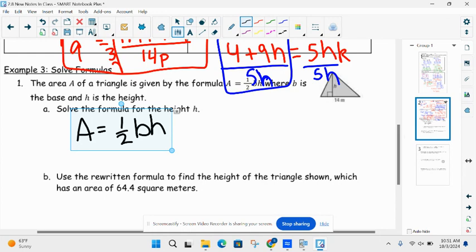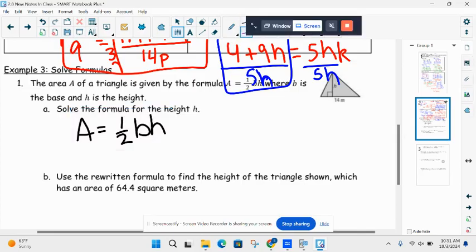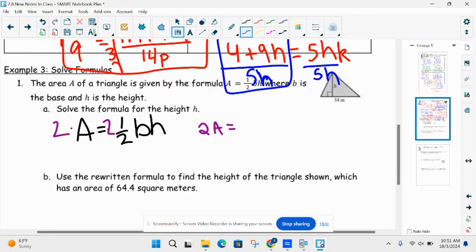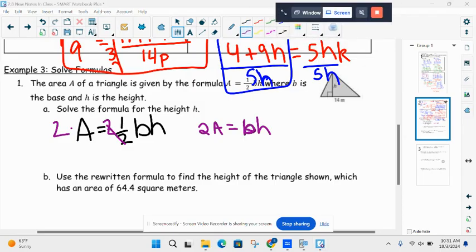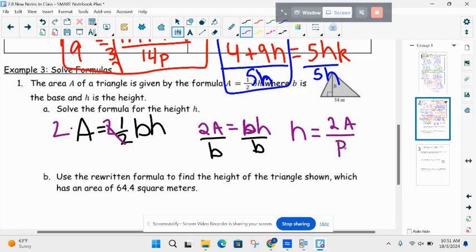And then you can divide by the b. Okay, so try it. Don't wait for me. Multiply both sides by 2, times 2. So you have 2a equals 2 and 1/2 cancel out, bh. Then divide by the b. So you get h equals 2a over b.